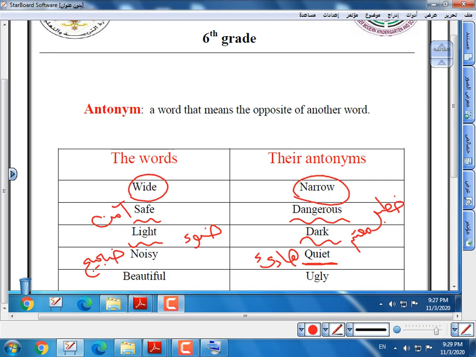Okay, let's see the rest of the words. Beautiful, and we all know the meaning of this word, which means جميل. The opposite of beautiful, or the antonym for this word, أو عكس كلمة beautiful معناها جميل, is ugly, معناها قبيح. So this is the antonym of the word beautiful. Let's see the rest of the words.